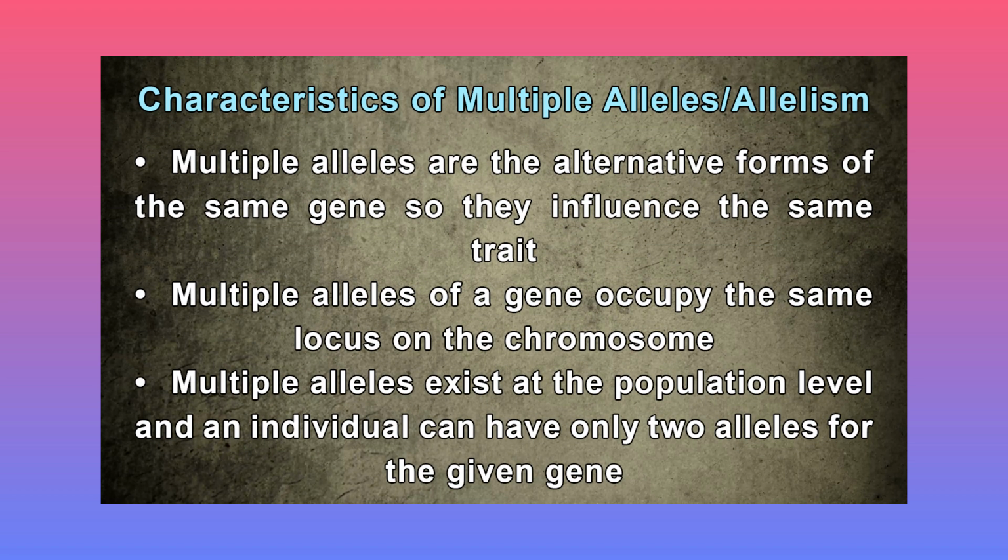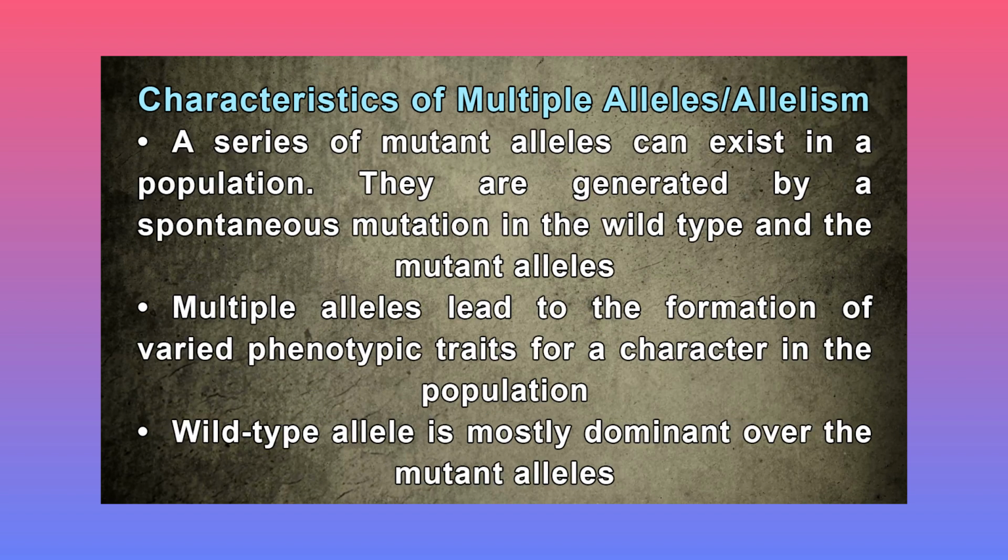Multiple alleles are the alternative forms of the same gene, so they influence the same trait. Multiple alleles of a gene occupy the same locus on the chromosome. Multiple alleles exist at the population level, and an individual can have only 2 alleles for the given gene. A series of mutant alleles can exist in a population. They are generated by spontaneous mutation in the wild type and the mutant alleles.